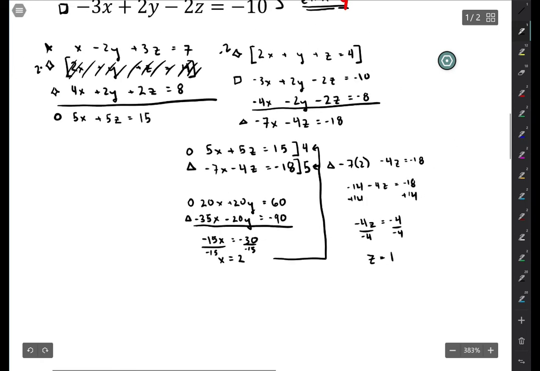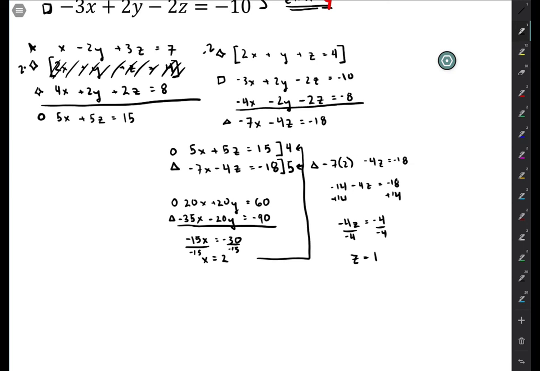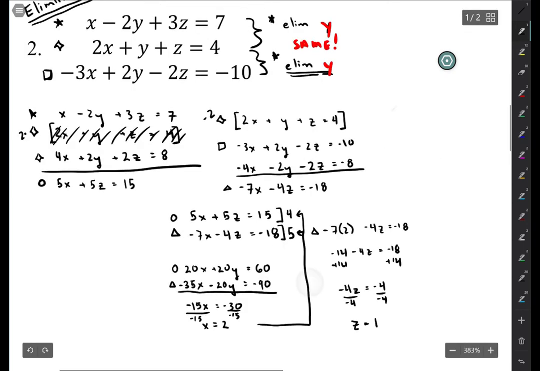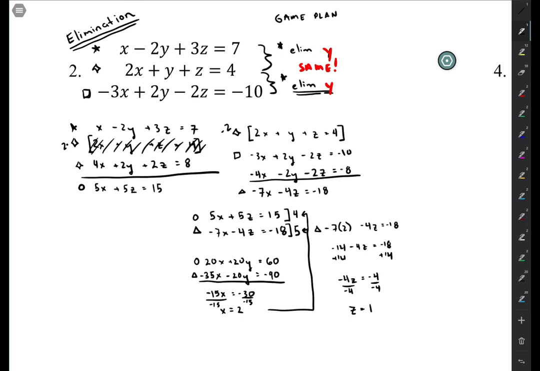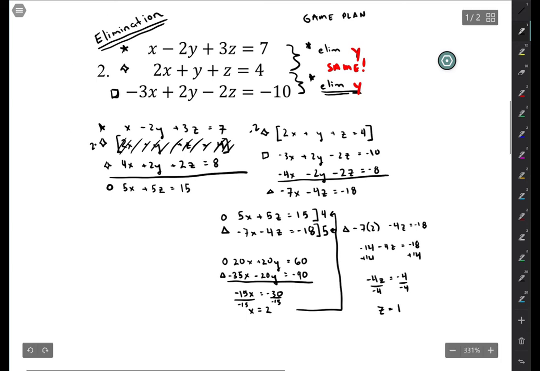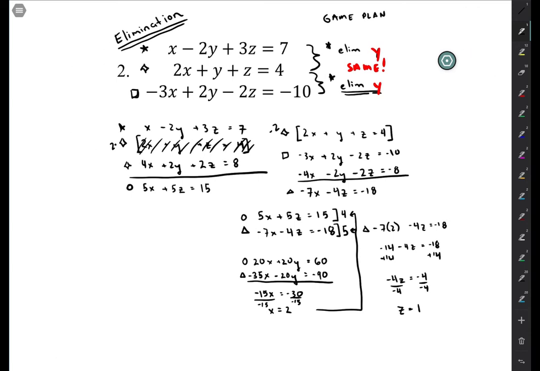Almost there. Great stuff. And with x and z now, you can substitute into any of the very originals: star, diamond, or square. I will choose square. So negative 3, did we find x? Yes, that's 2. Plus 2y. We did not find y yet. Minus 2 times z.